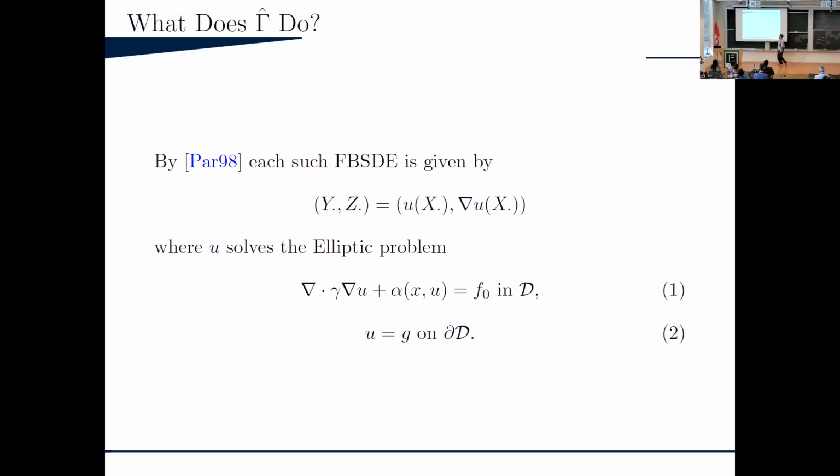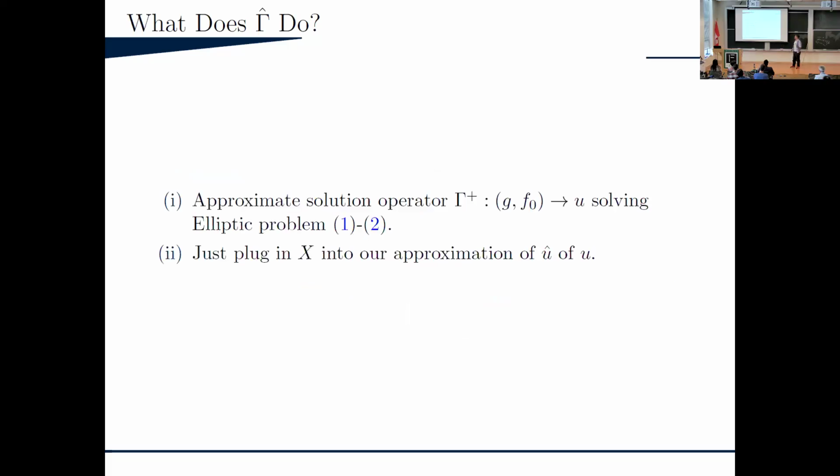What that means is that you give me boundary data, and source data, so I'm calling this additive perturbation and terminal time, and the solution operator to the elliptic problem will give you back this u, or an approximation of it, and I just plug in x and voila, and its gradient. So this is how gamma is going to work, and I'm going to go into more detail to understand why this is happening. So gamma plus, Takashi chose this notation. I let him. It's just a solution operator to the PDE.